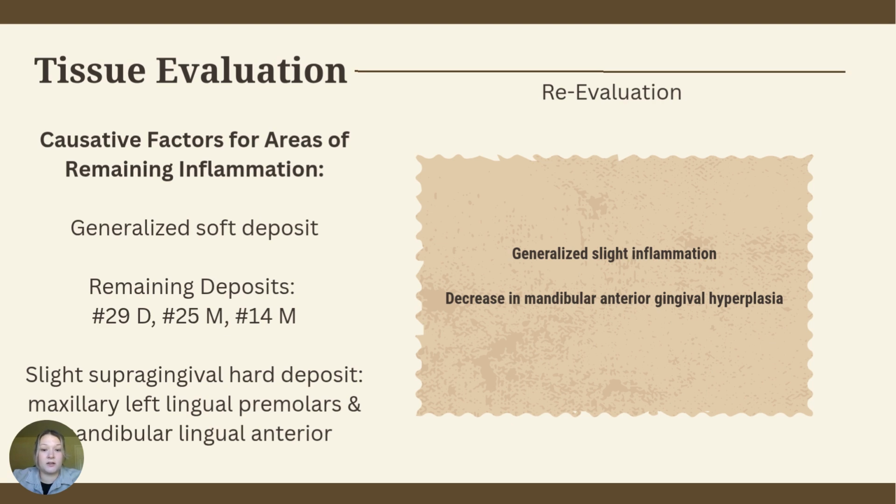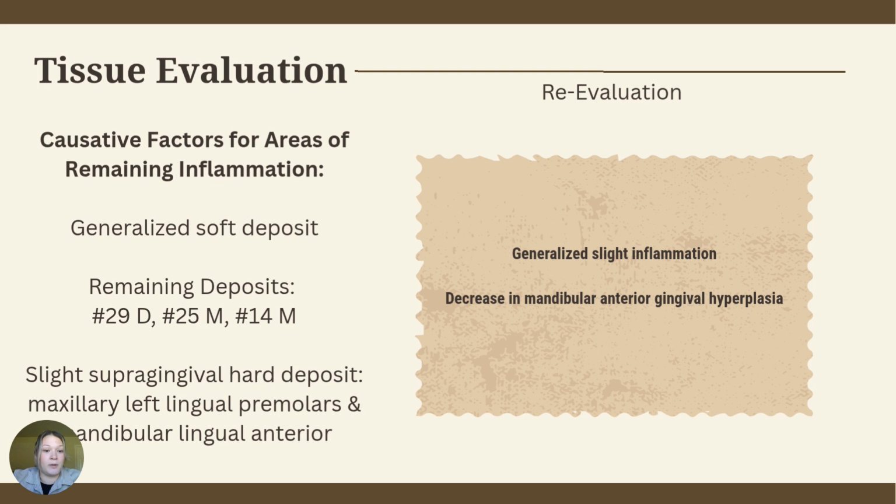So the patient sits down in the chair, and we usually go straight to look at their tissues, just to see what's changed since we saw them 4 weeks ago. And we identify causative factors for any remaining areas of inflammation. And I think the main factor was just some generalized soft deposit. So we still had soft deposit that was generalized, just not in the amount that it was before, though.